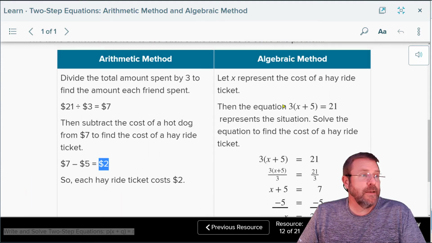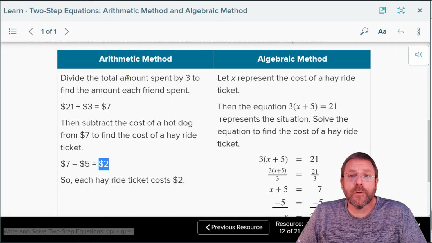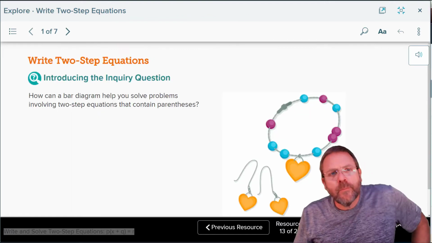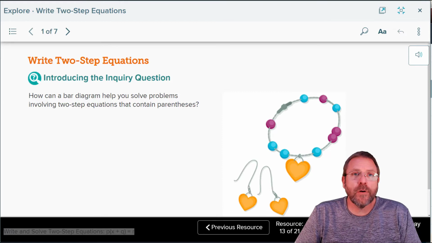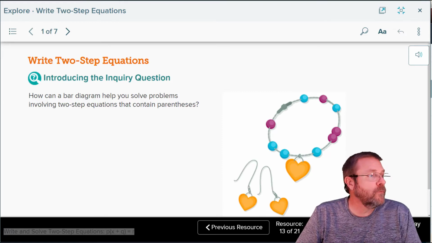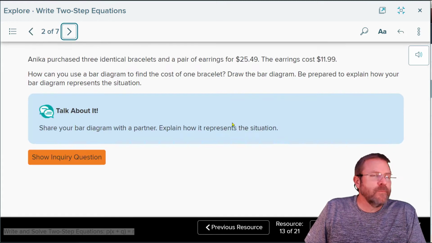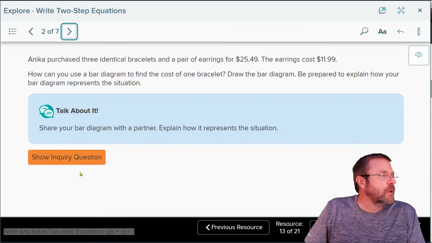Now, once again, the arithmetic approach, great if you're a little kid. You're not a little kid anymore. You have to be doing the big kid algebraic approach if you want credit for it. And that brings us to an inquiry question which wants to know, how can you use a bar diagram to help solve problems involving two-step equations containing parentheses? Luckily for us, I'm pretty sure they're going to give us another video to help answer that question.